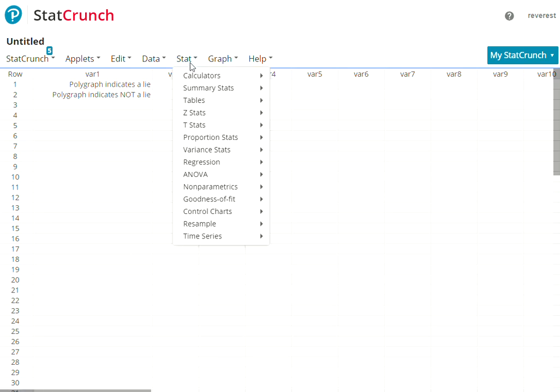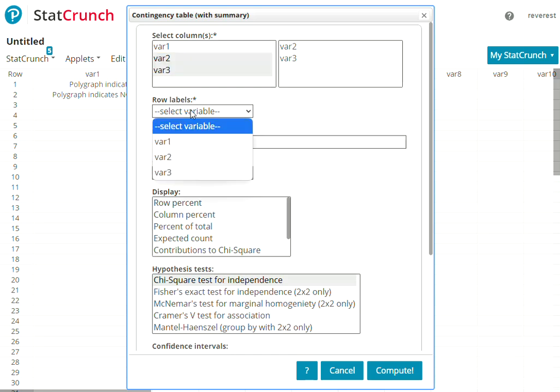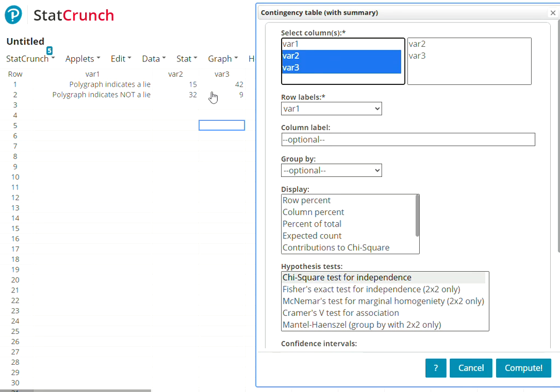Simply go to Stat. You look at Tables and over to Contingency, with summary, and you select the columns where the data is, which is var2 and var3, and the row labels indicating what the polygraph test indicated is in var1. Just moving that over, you can see how var2 and var3 are the answers no and yes, in columns 2 and 3, based on whether the polygraph indicated a lie or not in the rows.